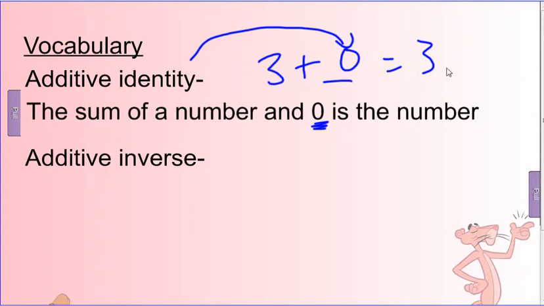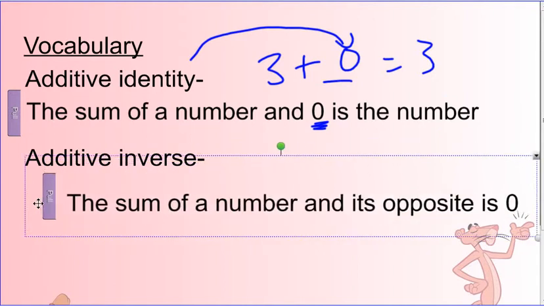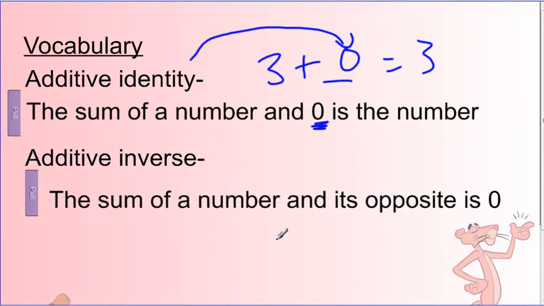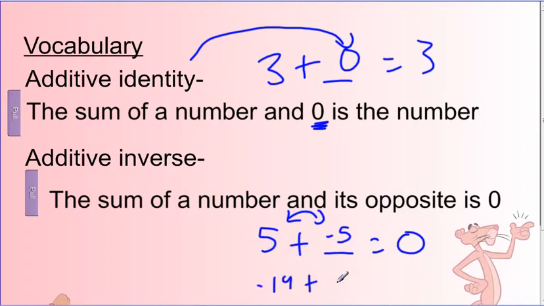But this is what the property looks like. The other property is the additive inverse. It says the sum of a number and its opposite is 0. So 5 plus what equals 0? And the answer would be a negative 5. So the additive inverse are 2 numbers that are opposites of each other. Doesn't have to be 5. It could be a negative 19 plus a positive 19 equals 0. The numbers are opposites of each other.